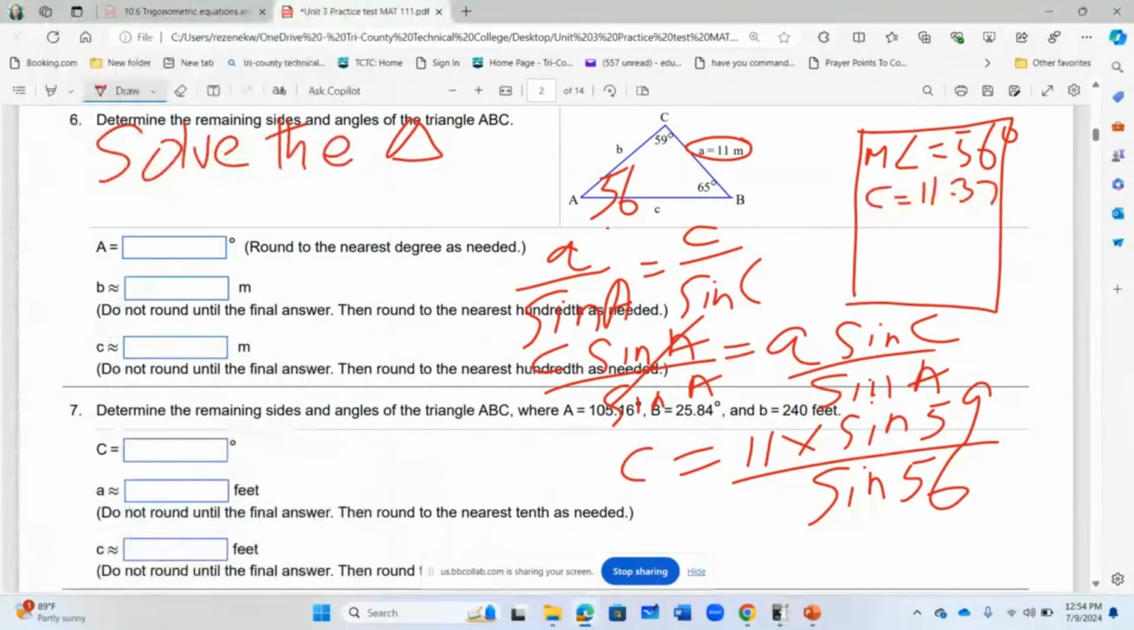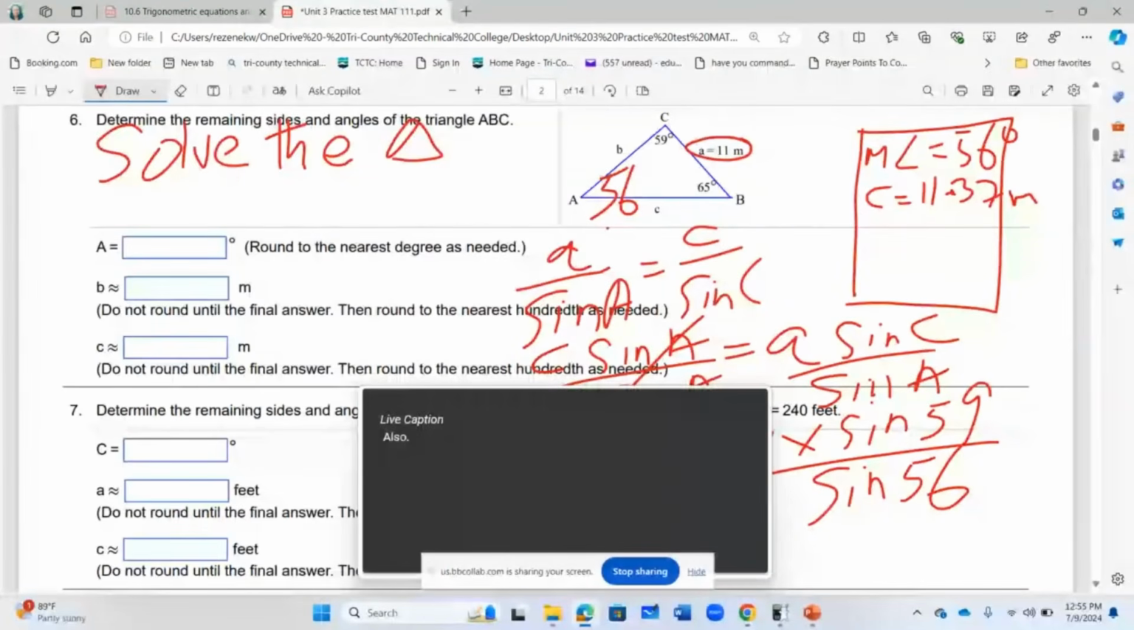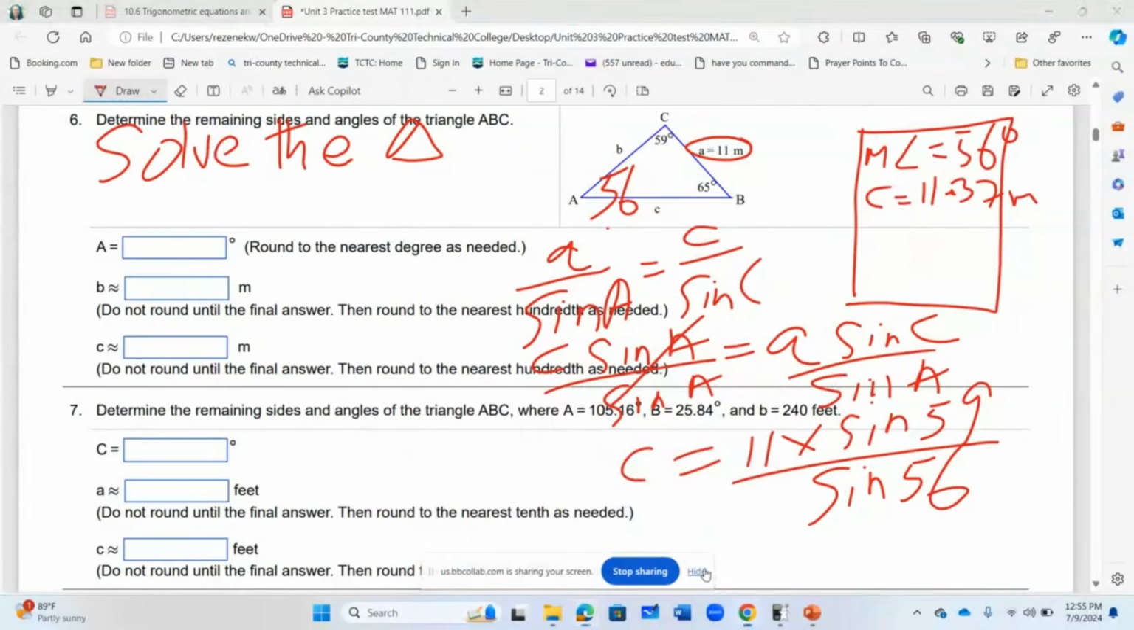Everybody look, this is very important. Organize your work. That way it will not be messed up. Okay, so now I found C. I need to find B also. A is given to me. So I just found C. Now I need to find B.